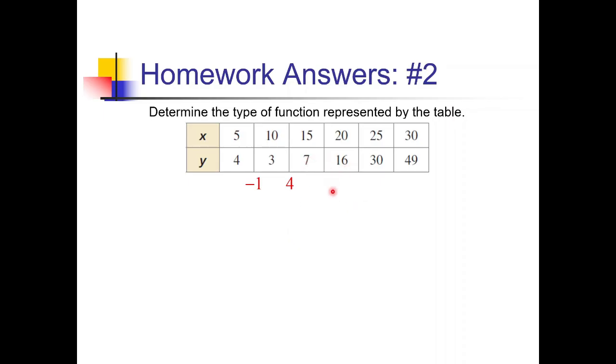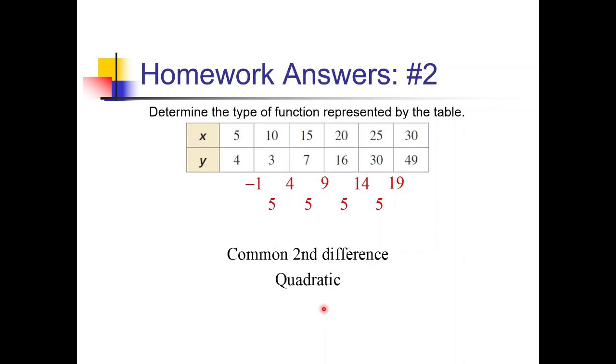16 minus 7 gives us 9. 30 minus 16 is 14. And then 49 minus 30 is a difference of 19. All right, let's go down a few more levels. So 4 minus -1 would be 5. 9 minus 4 is also 5. 14 minus 9 is 5. And 19 minus 14 is 5. Since the second difference is a common difference, common second difference, that means this is a second power polynomial function, also known as a quadratic function.